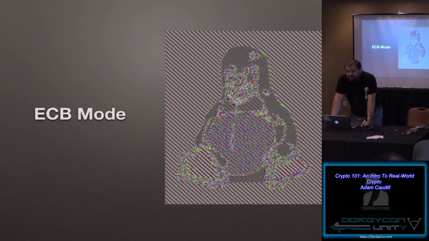In general, you should never use ECB mode for anything. It's dangerous. Whenever possible, you should be using GCM mode. If your framework of choice doesn't provide GCM, CBC with an HMAC is an acceptable alternative, but not quite as strong.